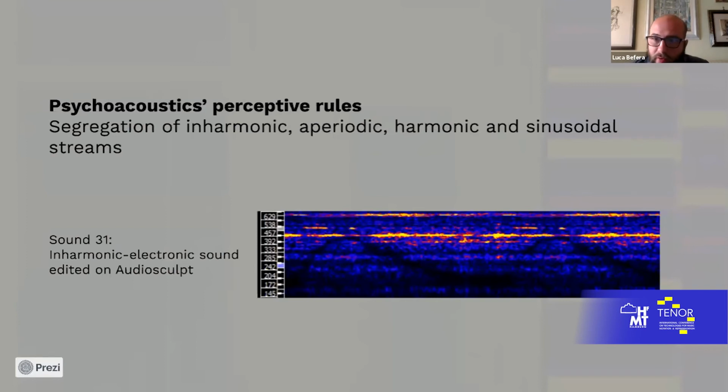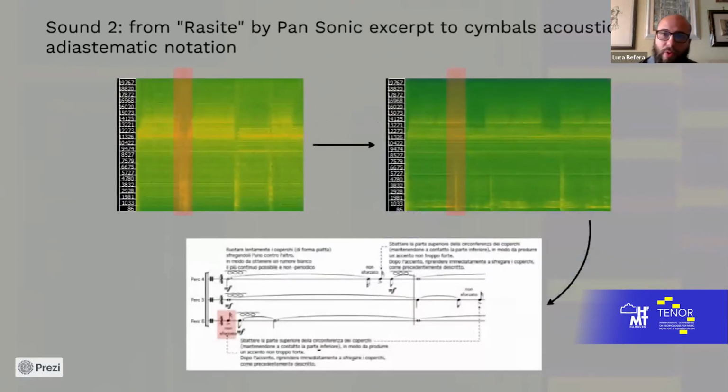For example, waving oscillations within the sound's enharmonic texture characterize sound 31. Besides the keyboard pitch pressing duration, the score does not report anything else. The composer also uses AudioSculpt for the spectral analysis of pre-existing samples. The top left sonogram refers to an excerpt from Razait, the 16th track of the album Alto Piri by Pansonic.